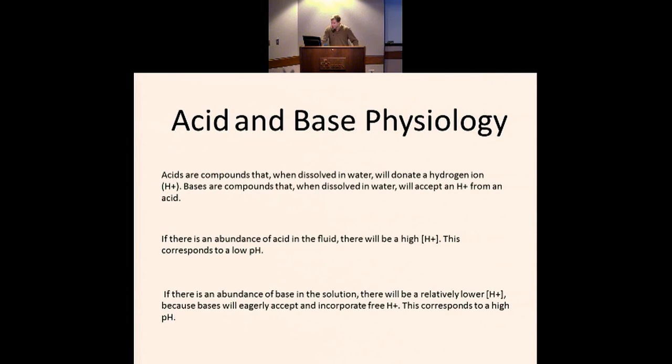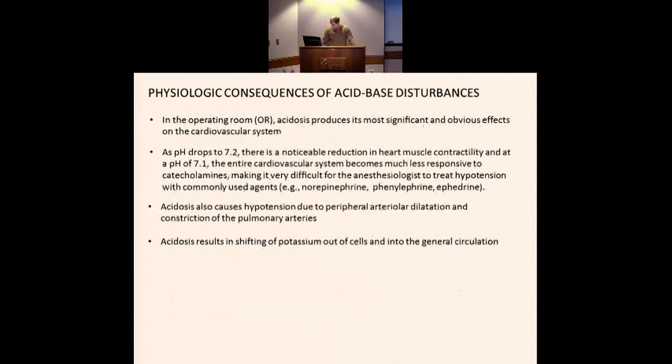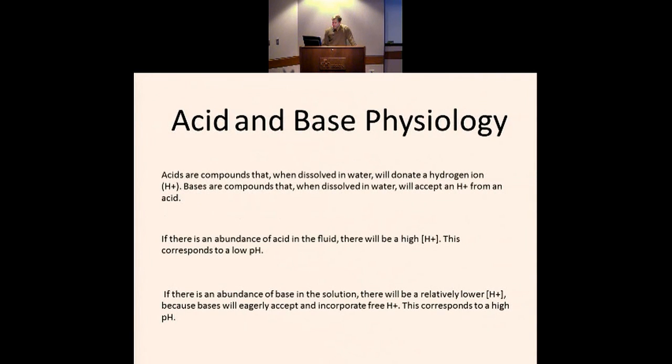So acids are compounds that, when they dissolve in water, donate a hydrogen ion. And bases are something that, when they dissolve in water, will accept the hydrogen ion. So the flow of hydrogen determines whether it's an acid or a base. Basically, if something's more acidic, your pH will go down. Normal pH is 7.35 to 7.45. So less than 7.35 will be an acid, greater than 7.45, or 7.4, I guess, would be a base.